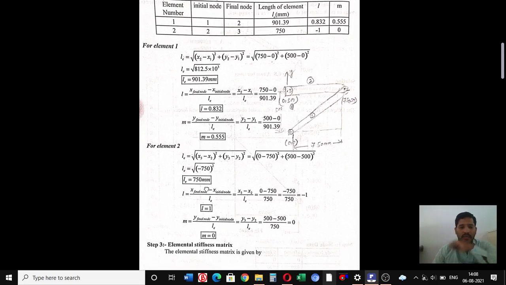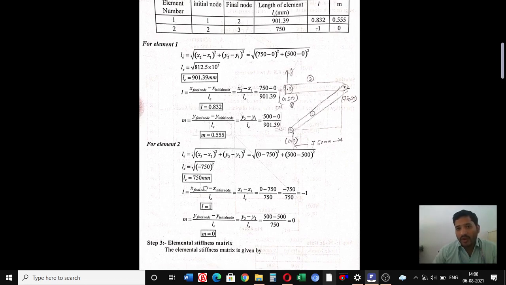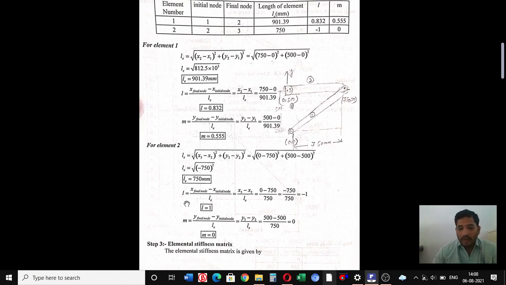Clear? After getting the LE value, the length of the element, we need to find out the value of L as well as the value of M. For that, we use the formula L is equal to x final minus x initial by LE. Here x final is 0, minus 750, by the LE value we got, 750. If you divide 750 by 750, you will get minus 1.